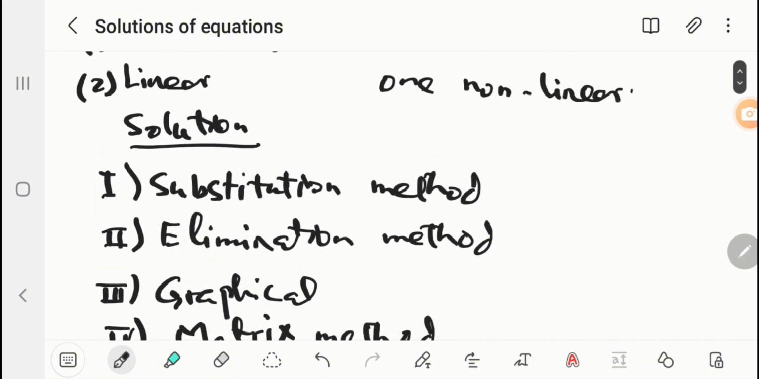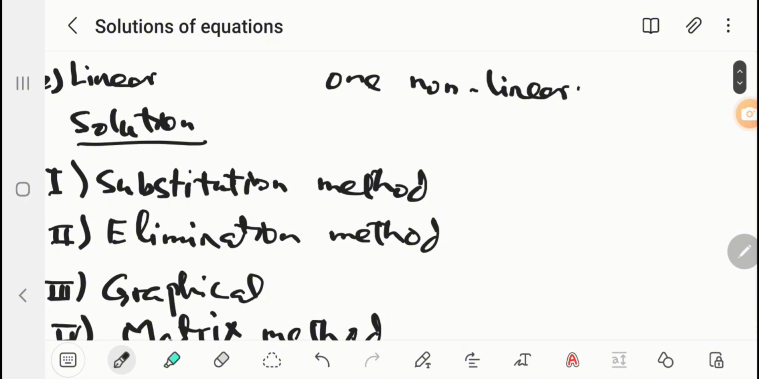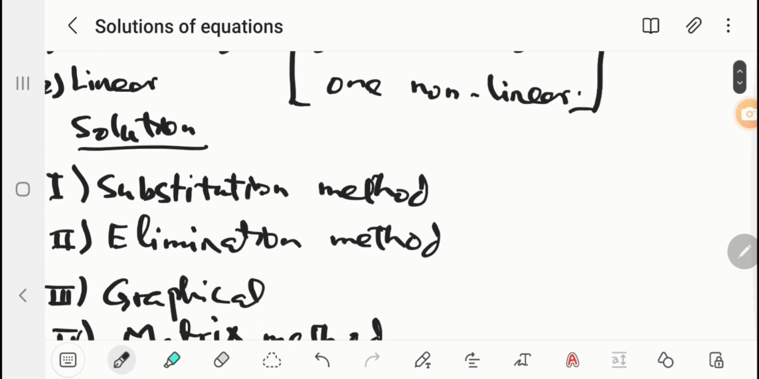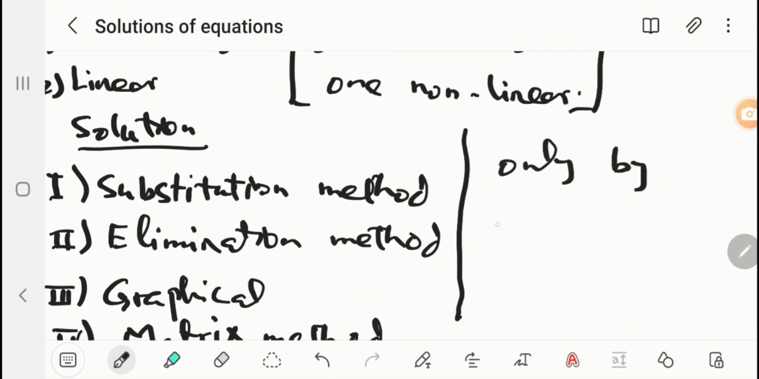For two linear equations we may use any one of the four methods, but if we have one linear and one non-linear, then only the substitution method is preferable. Only the substitution method will be better.